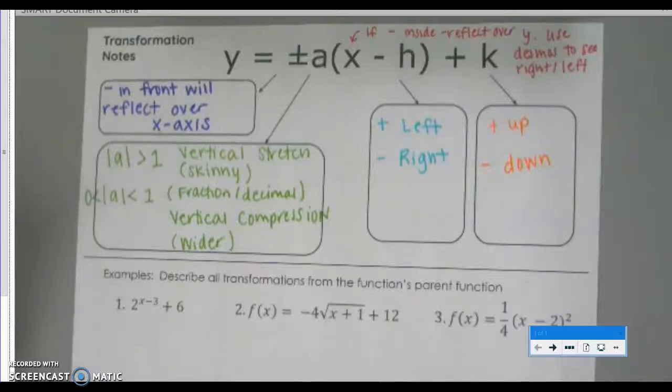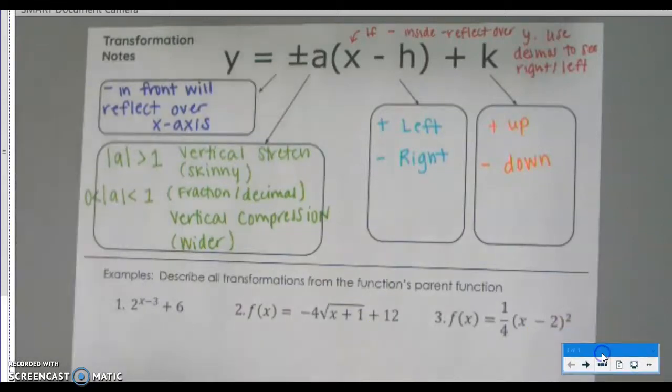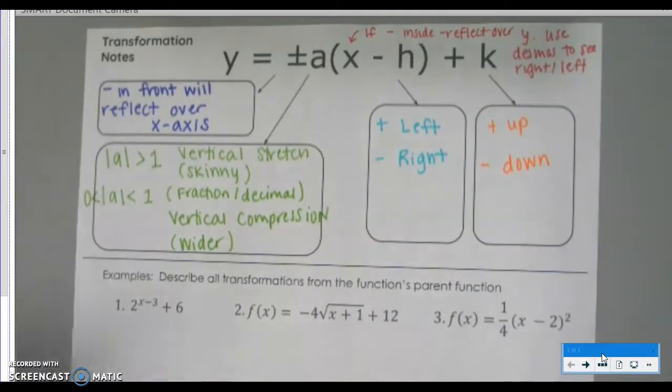Hi everyone, in this video we're going to go over the stuff about transformations that you should have seen in Math 2. In class, we're going to do a little bit different types of examples. So go ahead and pause this video and copy down these notes before you get started.